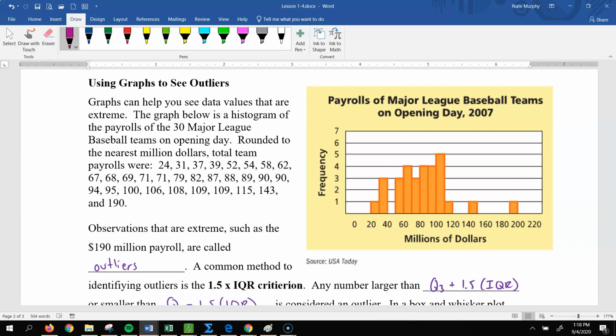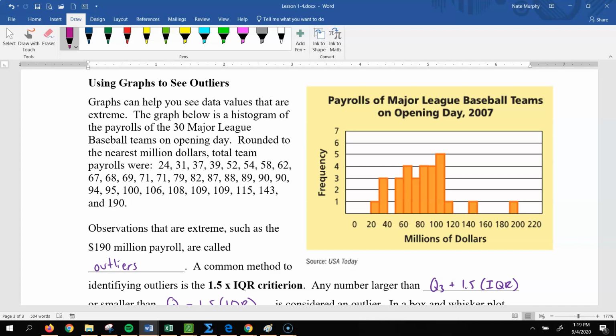So here's an example where it has the payrolls of Major League Baseball teams on opening day of the year 2007, so a while back. But you could probably guess where the Yankees would fall if you're familiar with baseball. They have a lot of money from the revenue they get just based on their name and logo. So one team in particular has a $190 million payroll as compared to other teams. And so we want to figure out, is that an outlier? Is the other number there that's also pretty high, is that also an outlier?